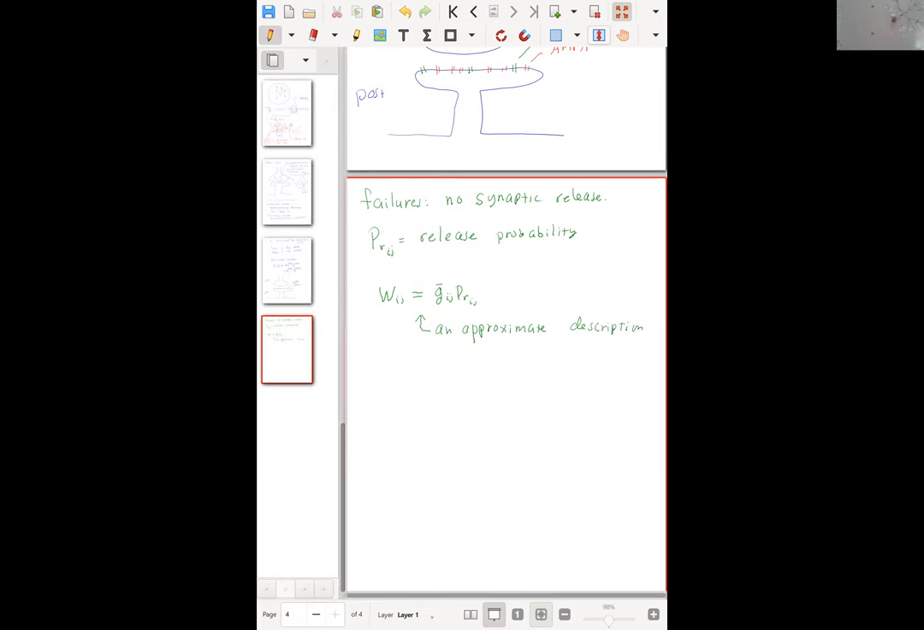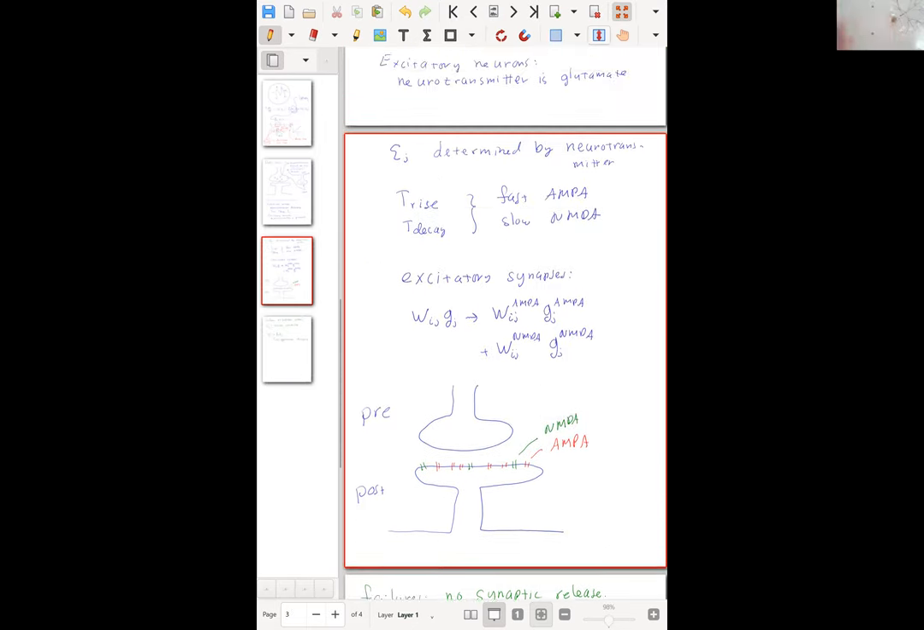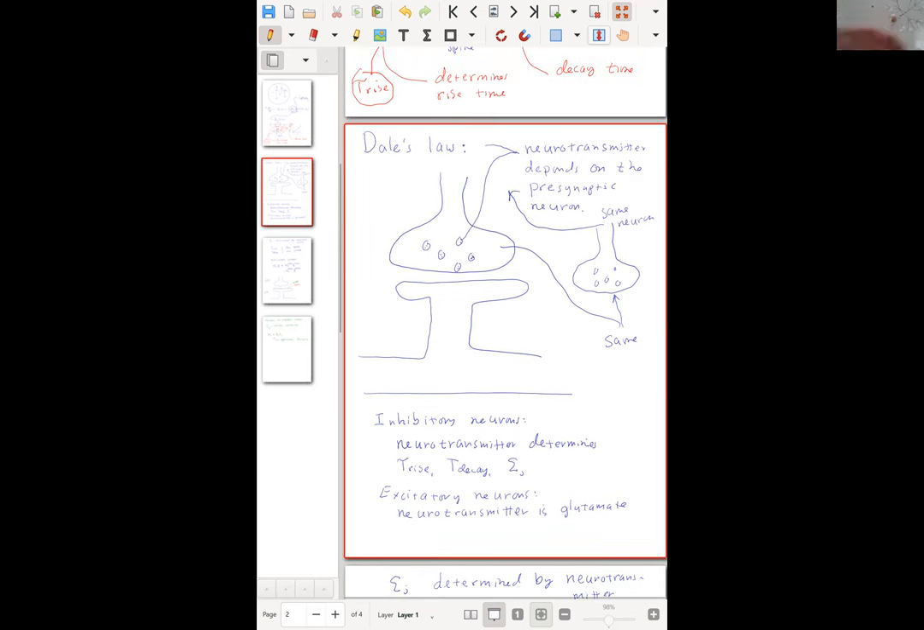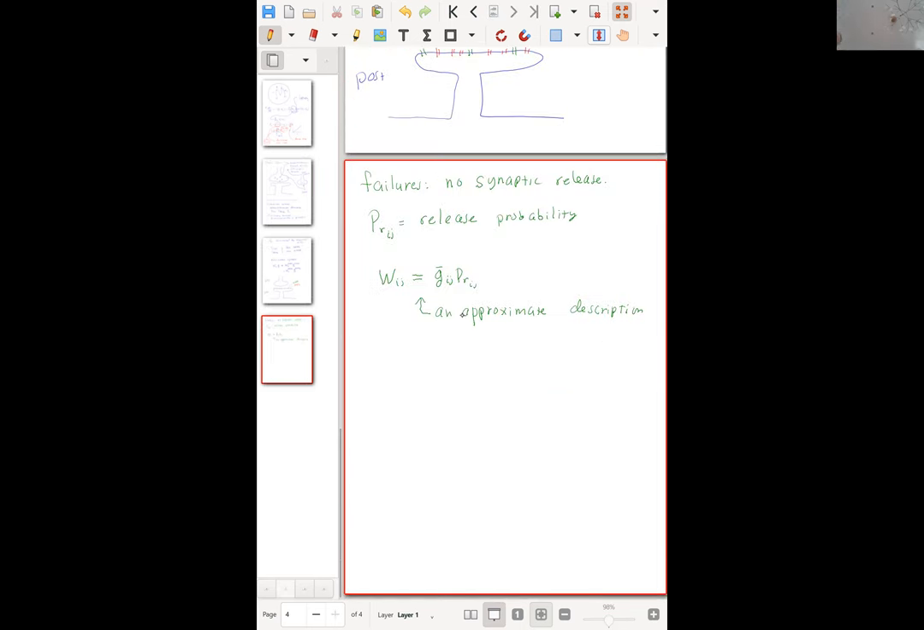Because as we saw, the release probability goes up and down. It goes up from calcium, because when a spike arrives, there's calcium buildup. We talked about this last time. And it goes down because of vesicle depletion. So when we say what's a weight, it's not really all that clear in neuroscience. The synapse is highly dynamic and time varying. Okay, that's just something to keep in mind. We don't know how important all of this is.